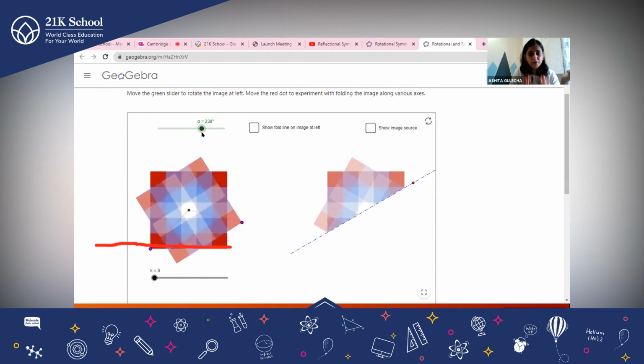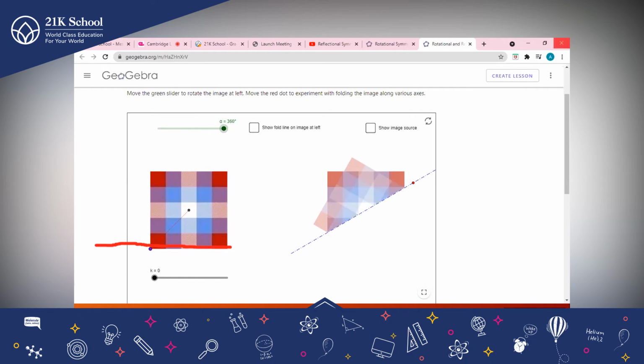Now I move further. It is again going to repeat at 180 degrees. Now again the shape is repeating the original one at 270 degrees. And now you can see it is repeated again at 360 degrees. So how many rotational symmetries did this object have? Ma'am, 4. Yes, 4, because it repeated 4 times.